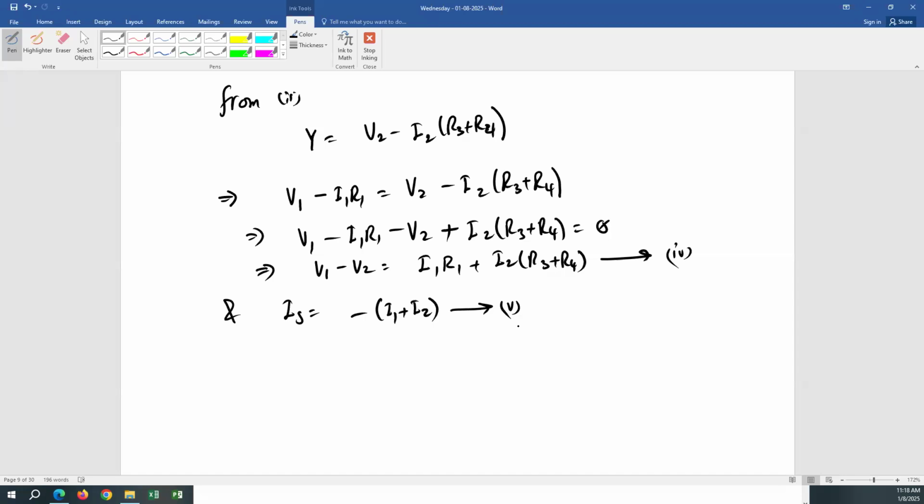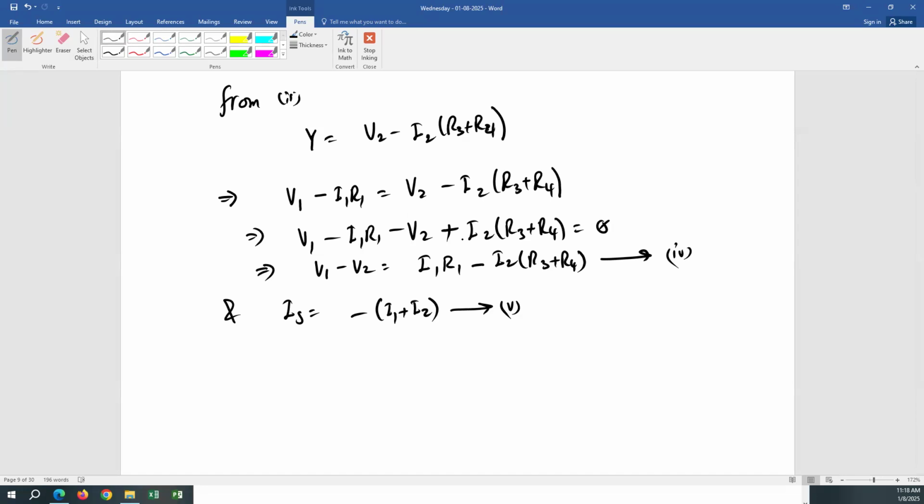Negative sign where? Yeah, negative I2, that is correct. Negative I2. Yeah, you're right. Negative I2.